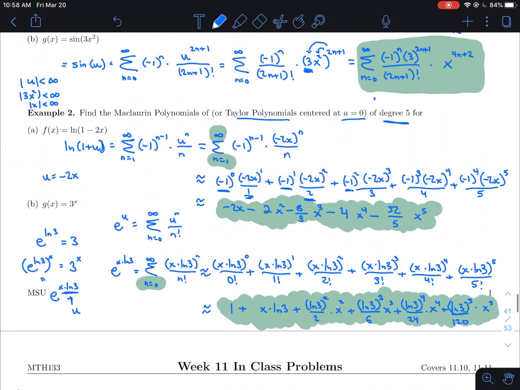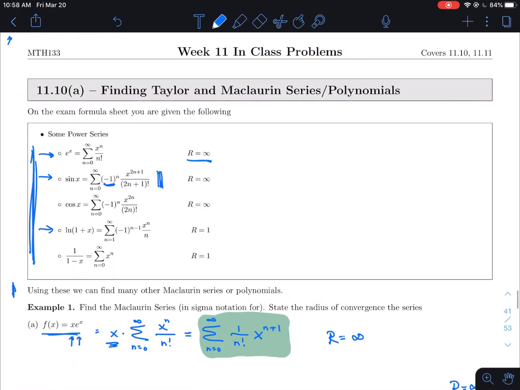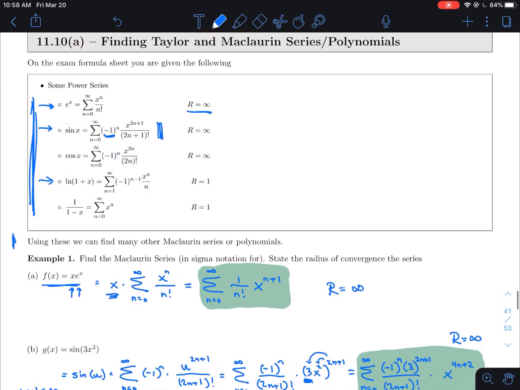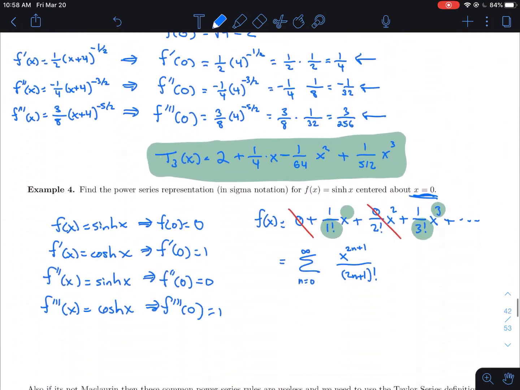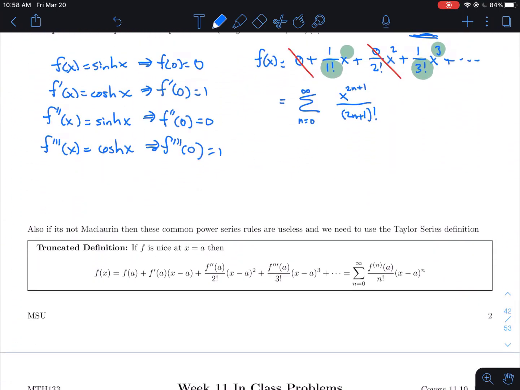Okay, and that's these level 2 style problems, I would say, where they don't exactly fit what we have here in this box. We have to go back to the definitions for Maclaurin polynomials and Maclaurin series. The last thing, the level 3 problems, come from things that are not Maclaurin series whatsoever. Remember that this great and wonderful box of information only works for Maclaurin. If this is not a Maclaurin series, then these common power series we're given are useless. We need to use the Taylor series definition. I've seen a lot of points taken off for making this mistake.